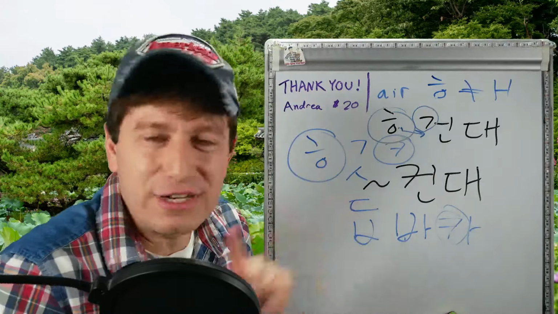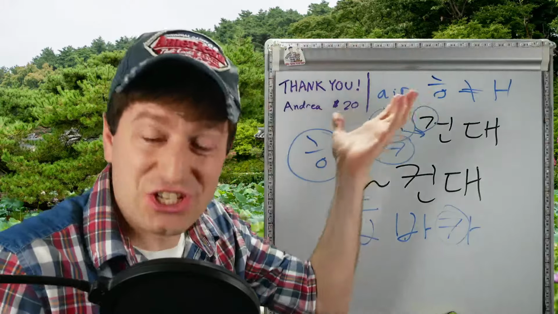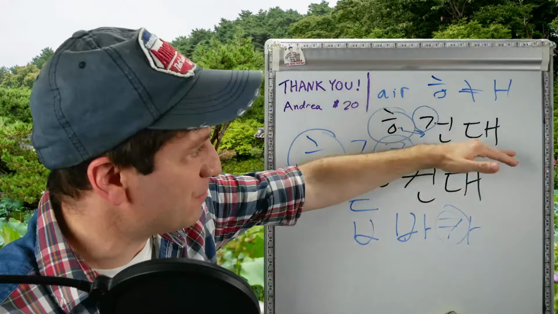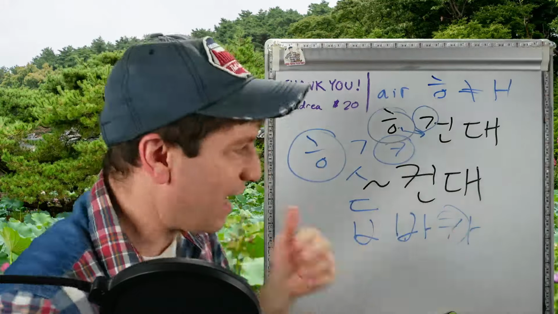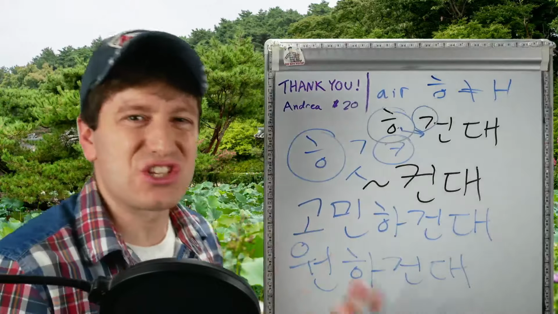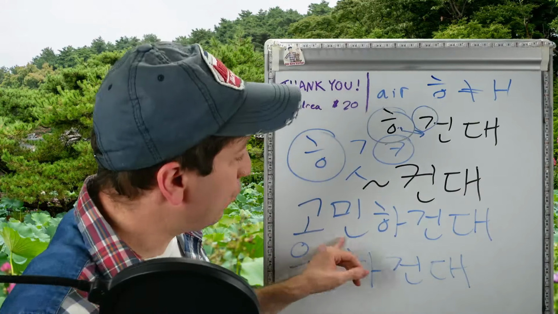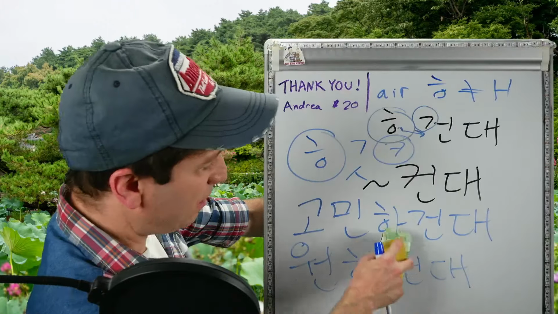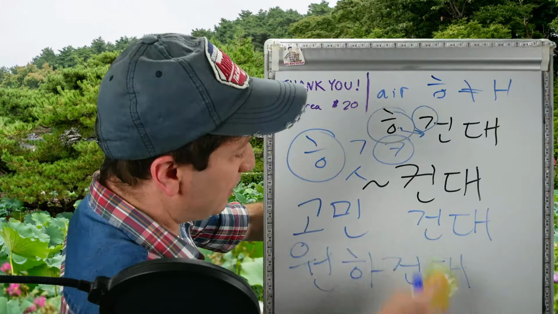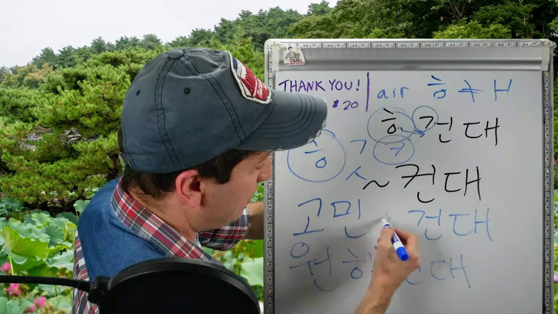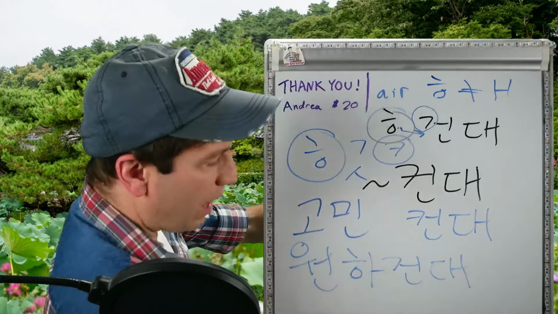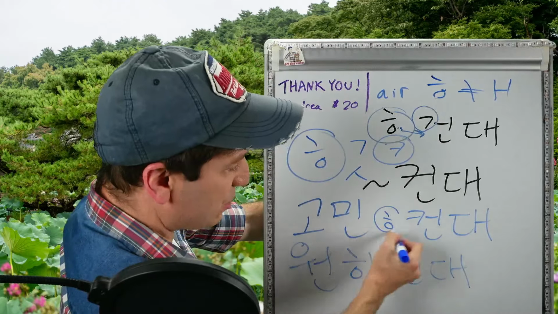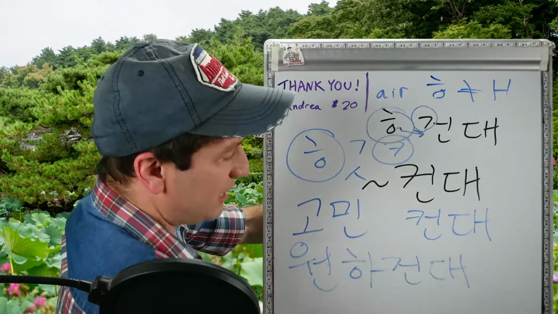It doesn't, however, in certain cases, as we just saw with those other verbs where it simply becomes 건대. And we'll talk about why. So 고민하다 is to be concerned, to be worried about something. 고민하건대, totally fine. But if you want to shorten this, it does not become 고민건대, it becomes 고민건대. Why? Because that ㅎ sound, the extra air, combines with this.